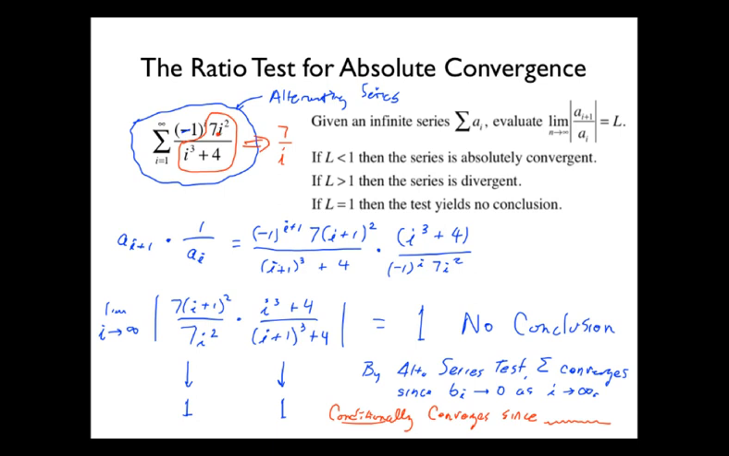Since 7i squared over i cubed plus 4 evolves into 7 over i, and that series diverges, then our series diverges. And so it needs the alternating help to converge. It needs the alternating help to converge, therefore it conditionally converges.